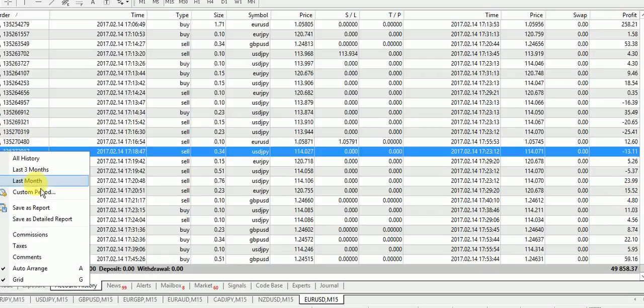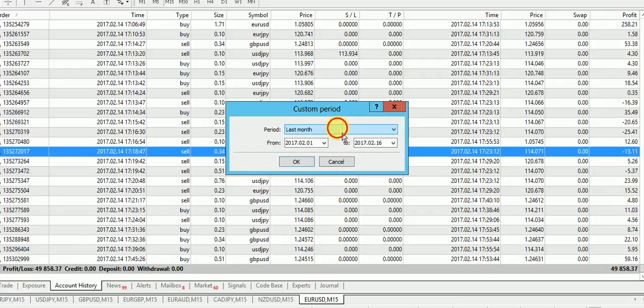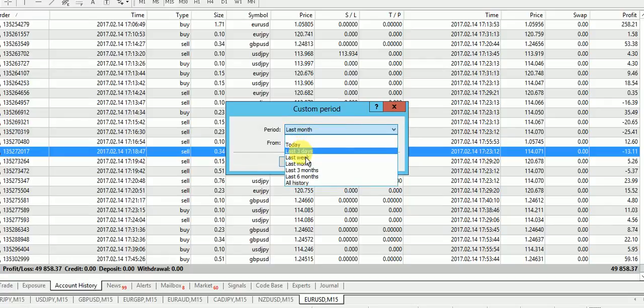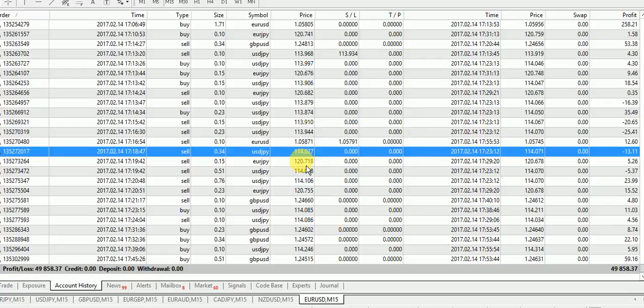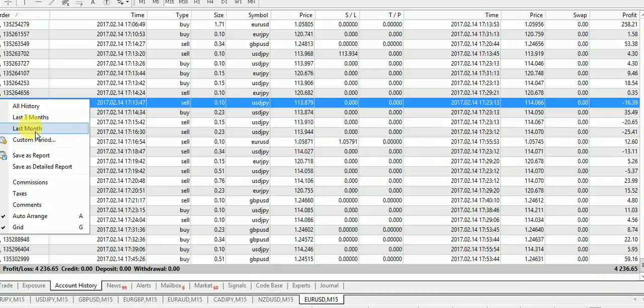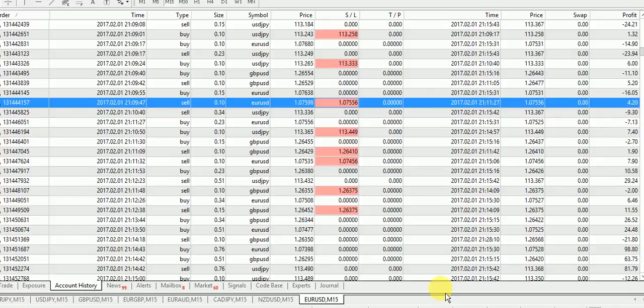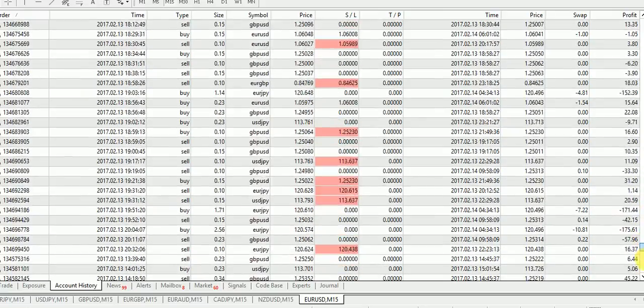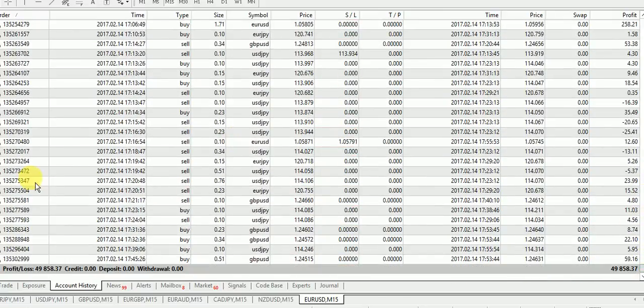Those results are custom periods. For example, the last 3 days we had this kind of results, but last month, which means the last 13 days, we are talking about February, only February, we had a profit of 49,858, which is amazing, guys.